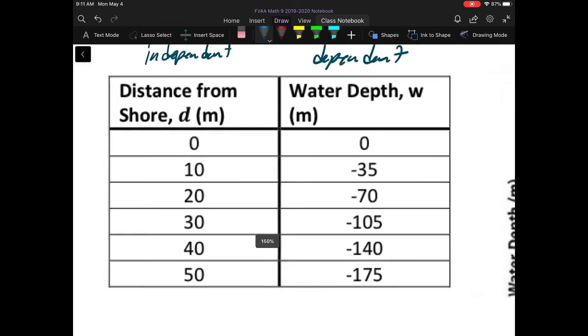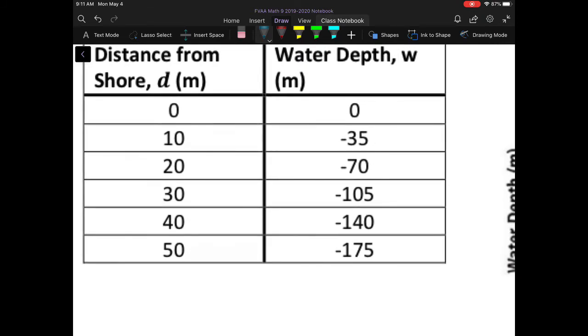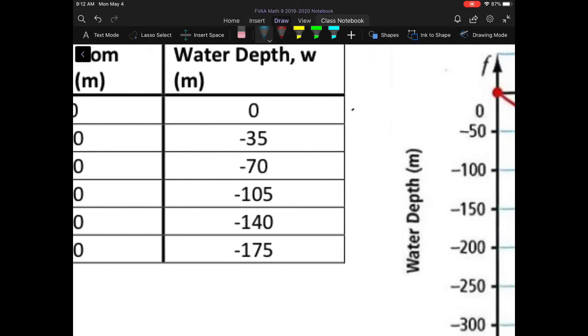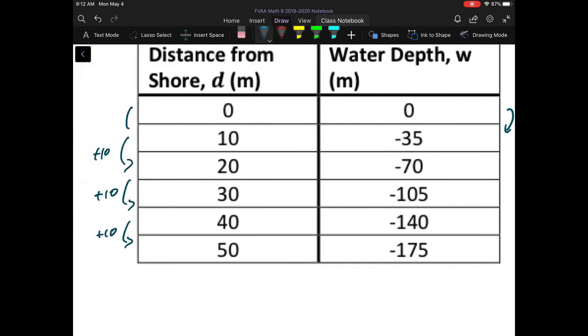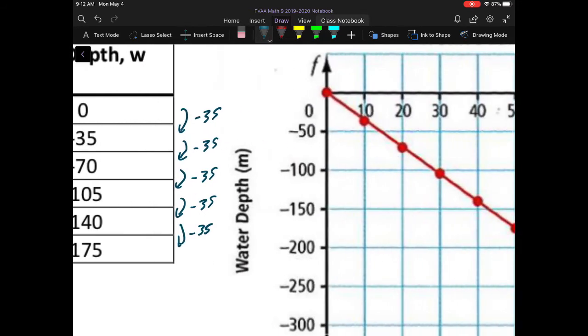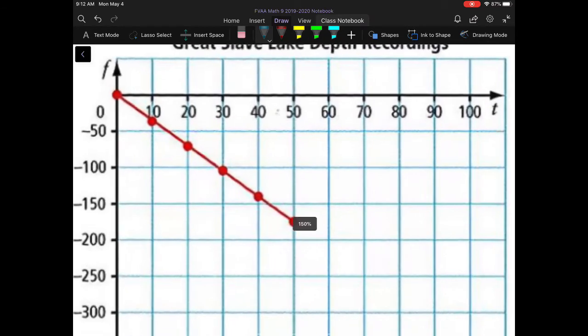And we have data here, okay? Obviously at 0, the depth is 0, and then it increases by 10 on this side, okay? And we see here on this side, it decreases by 35, right? 35. Okay? And it looks like this on the graph.